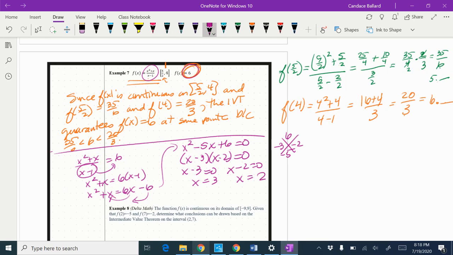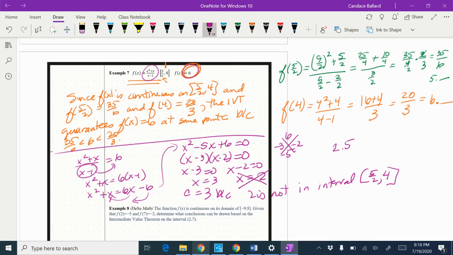Let's see, are they both valid for our c value? Well, 5 halves, isn't it 2.5? 2 is not in between there, but 3 is. So c equals 3 because 2 is not in the interval between 5 halves and 4.